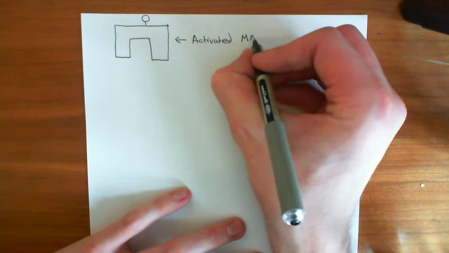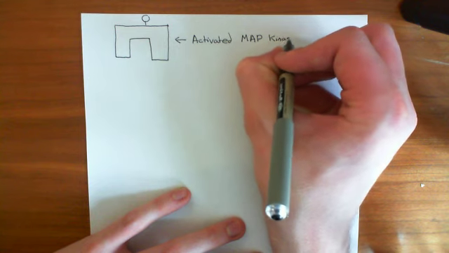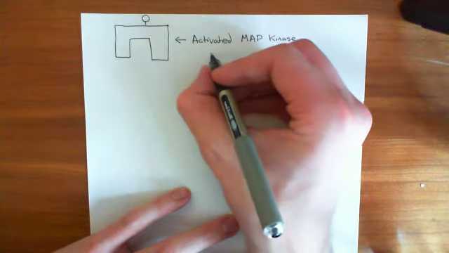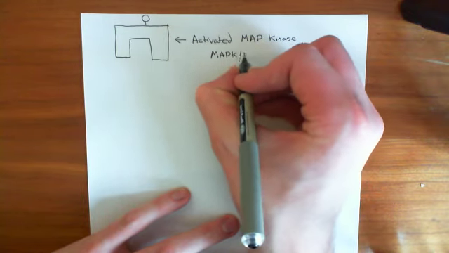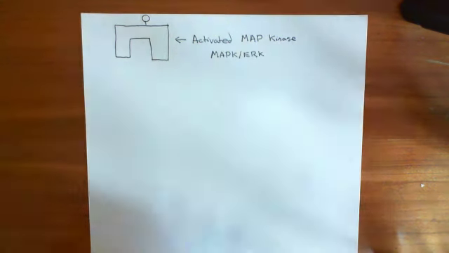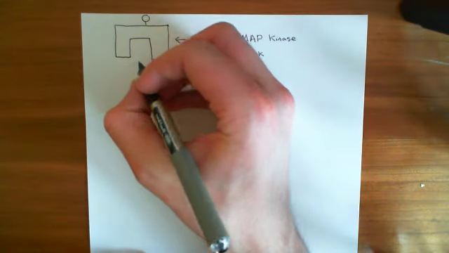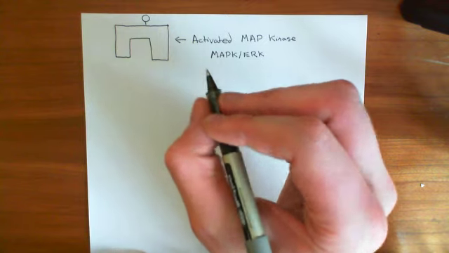microtubule-associated protein kinase, or it's sometimes also called ERK, for extracellular signal-regulated kinase. So this is our activated MAPK, MAPK/ERK protein. And we've seen that one of its actions is to phosphorylate the transcription factor MYC, basically. Now what we're going to do is look at another one of its actions.